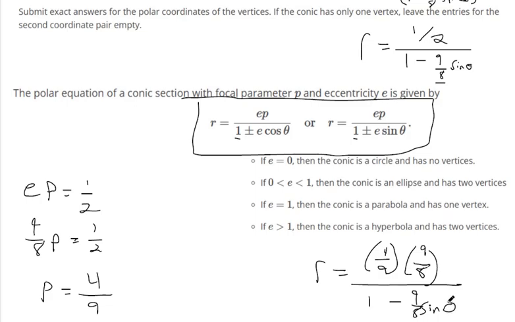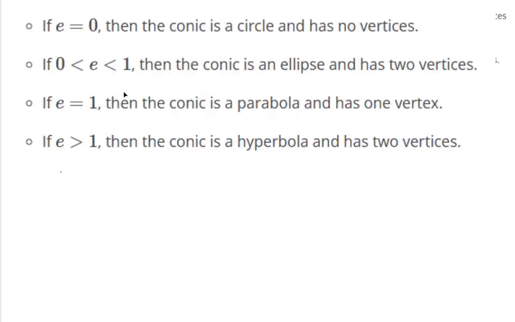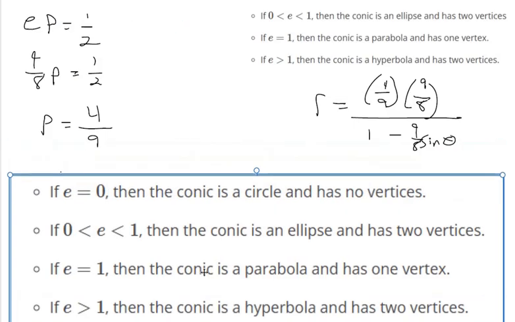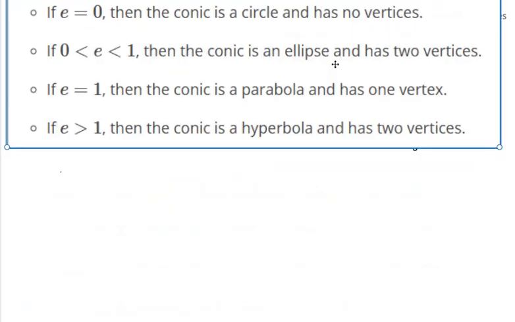Okay, so that's the first part of solving this problem, getting it in the standard form. Once you have it in standard form, we have these rules. If e equals 0, the conic section is a circle. If it's between 0 and 1, it's an ellipse. If it's equal to 1, then it's a parabola. And if it's greater than 1, e tells us that it's a hyperbola. So we got 9/8 for our e, so we know we're dealing with a hyperbola now.